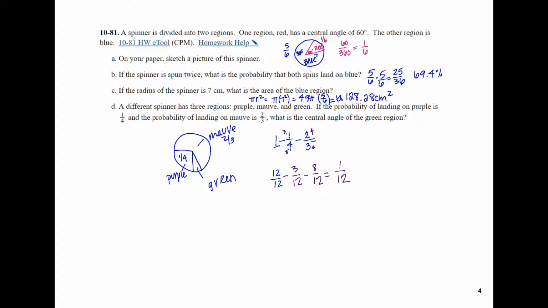To find that central angle, we want to multiply that 1/12 by 360 degrees, because that's what our entire circle is, and 1/12 of 360 degrees gives us a 30-degree angle.